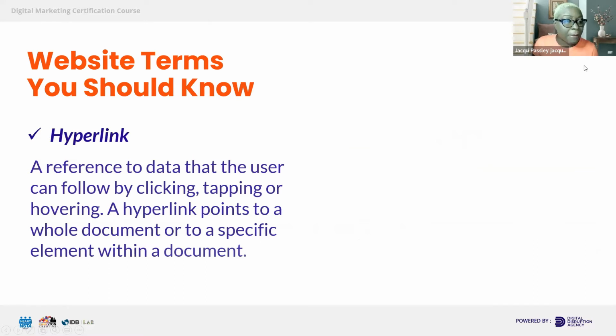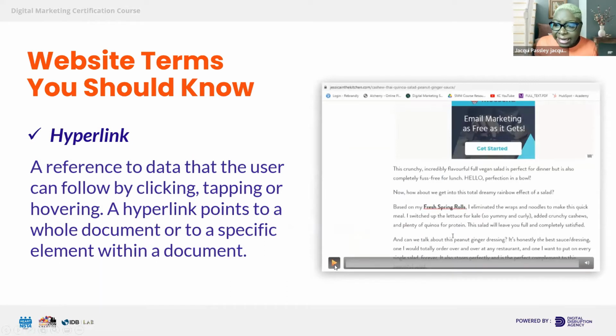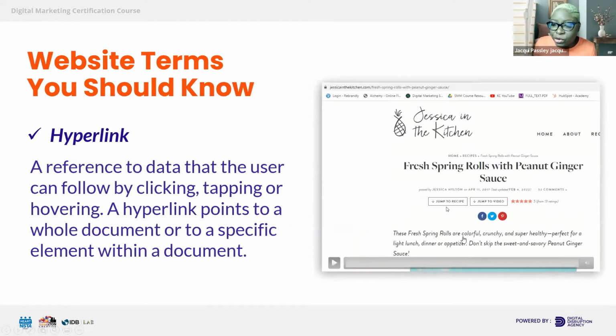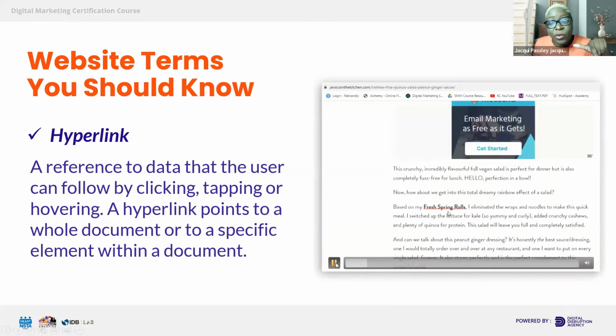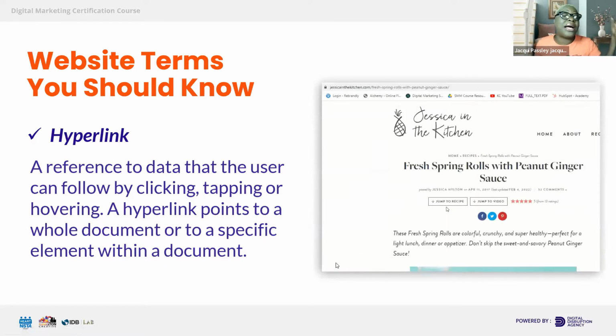So, hyperlink. A hyperlink is a reference to data that the user can follow by clicking, tapping, or hovering. So if you go on a website and you see any text highlighted in blue or anything like that, you know it's a hyperlink. Here's a video from Jessica in the Kitchen, where you click on the fresh spring rolls and it takes you to a different part of the website. A hyperlink points to a document or a specific element within a document, but it's usually internal linking. So you're linking from one part of your website to a different part of your website, right? And that's what we call hyperlinking.